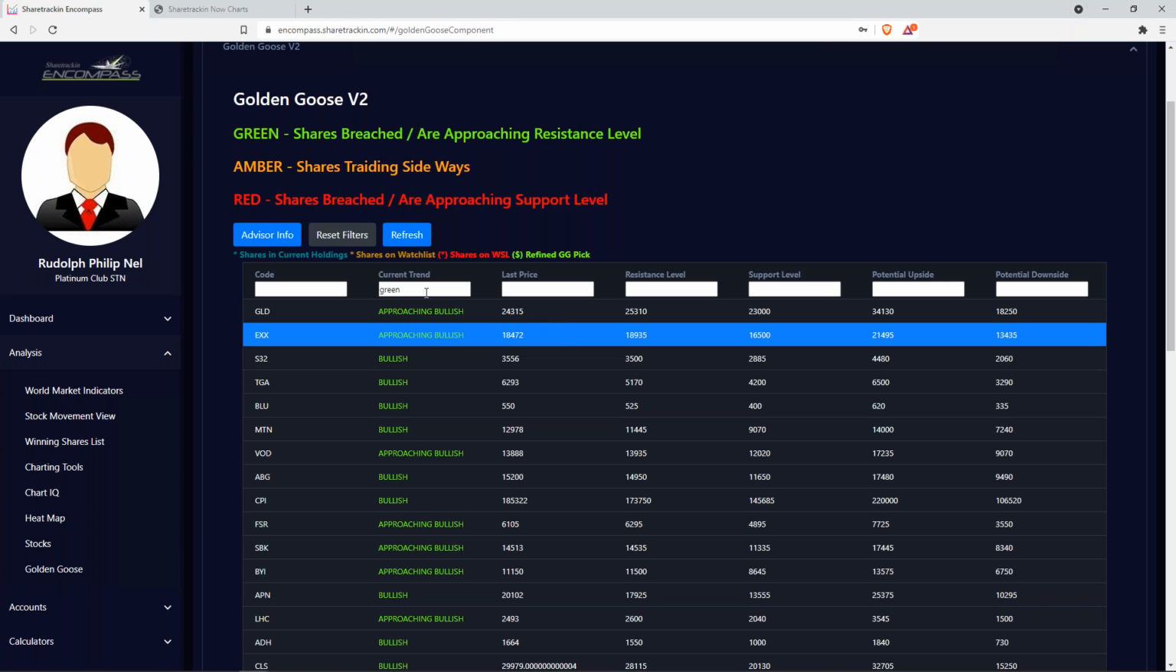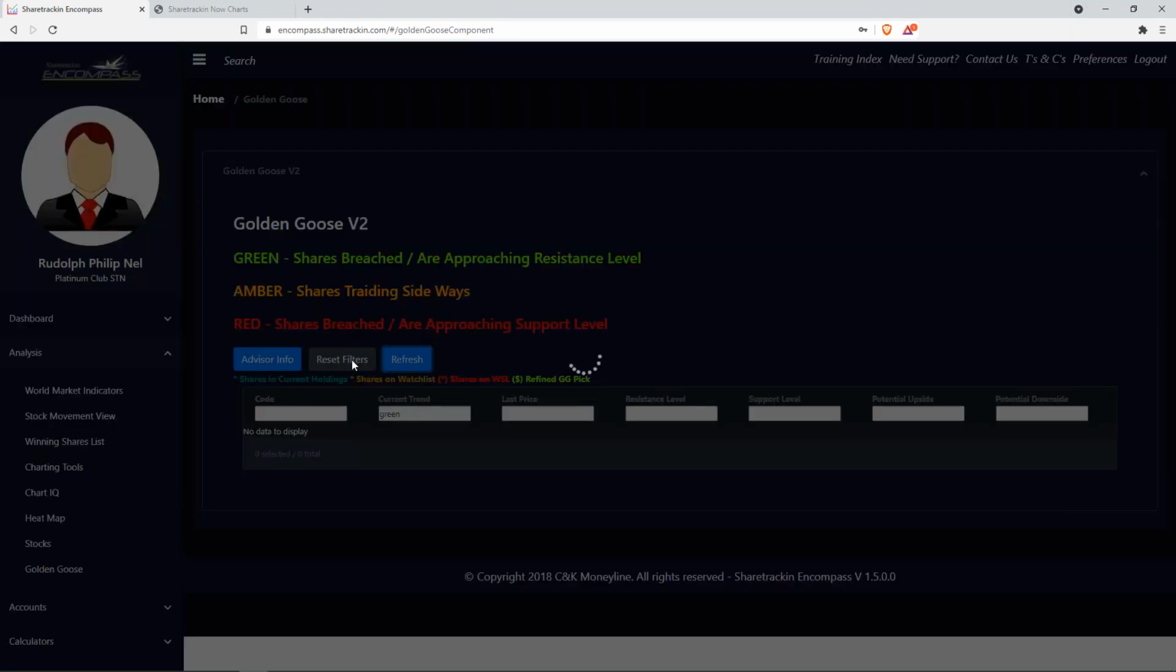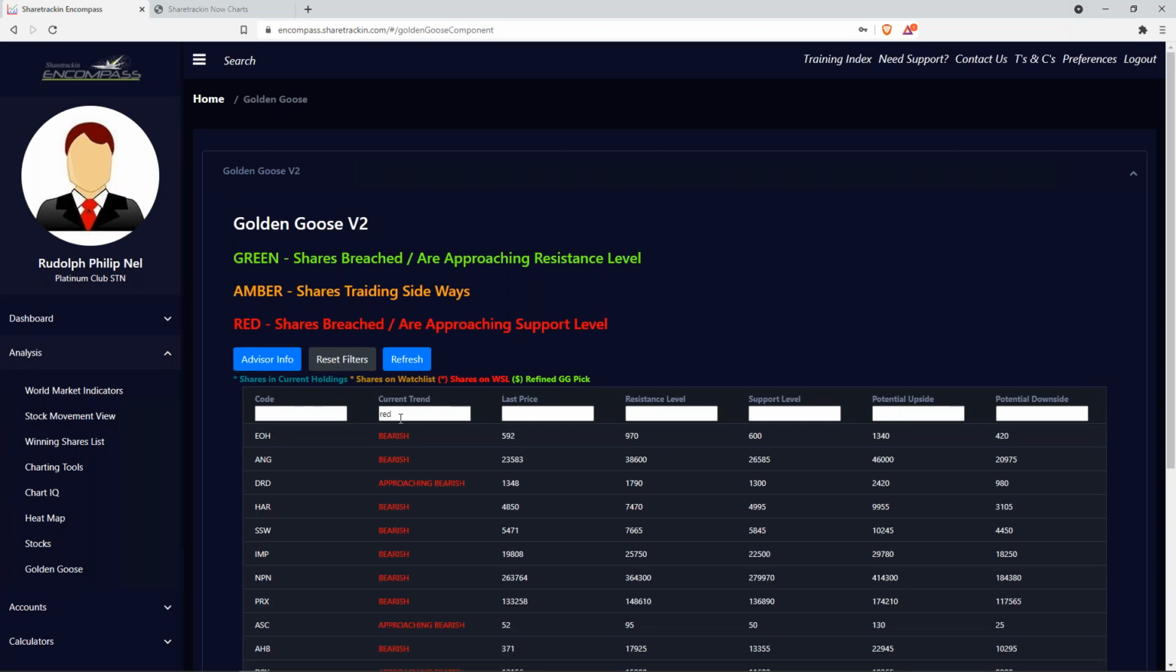If you're going for a red share, so if I reset and then I type in red, then I'm basically looking the other way around. Then I'm looking for short opportunities instead of long opportunities. So then I can go and trade downwards as well. So if I go red, then I can see approaching bearish. Bearish means that it's already past that point.